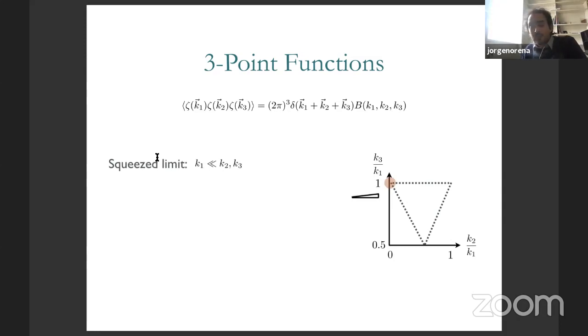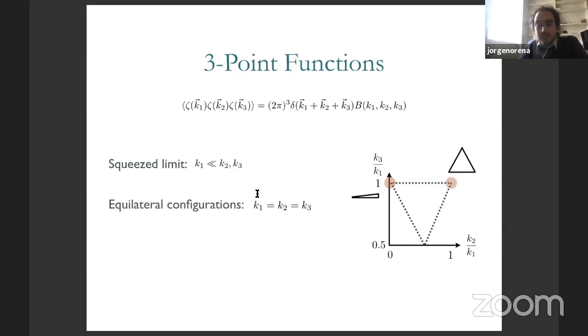I'm going to focus a lot on the squeeze limit. It's going to be almost my main point during the talk. And the squeeze limit has nothing to do with quantum mechanics, with squeezed states or so on. It's only the limit in which one of the momenta is much smaller than the other two. So the triangle looks kind of squeezed. And it looks like this, and in this plane, it belongs to this region.